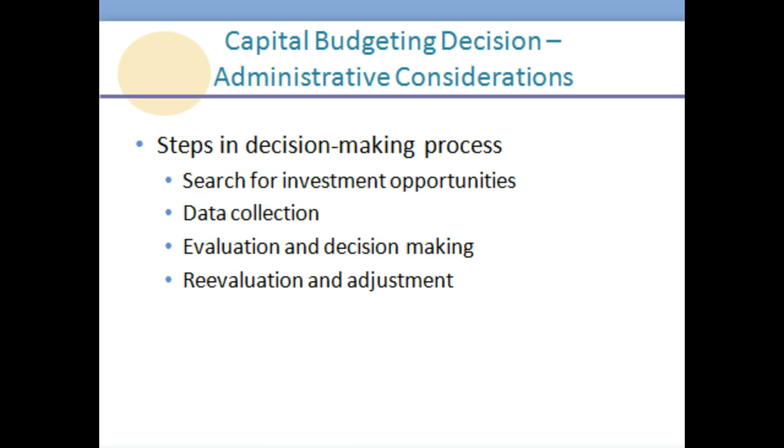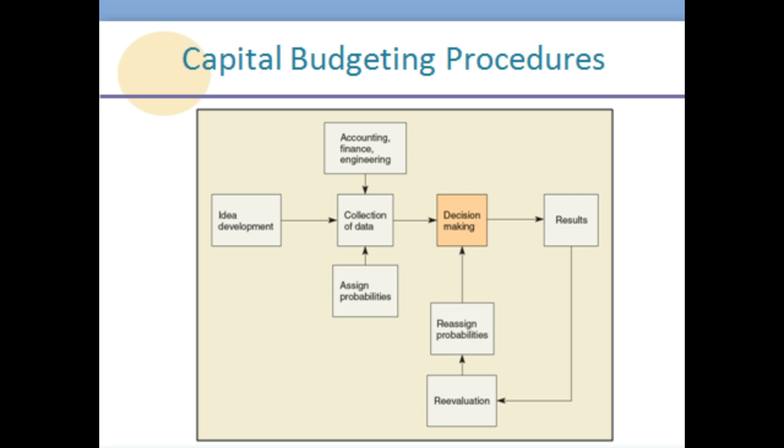The administrative considerations are search and discovery of investment opportunities, collection of data, evaluation and decision making, and reevaluation and adjustment. Let's take a look at a capital budgeting flowchart.